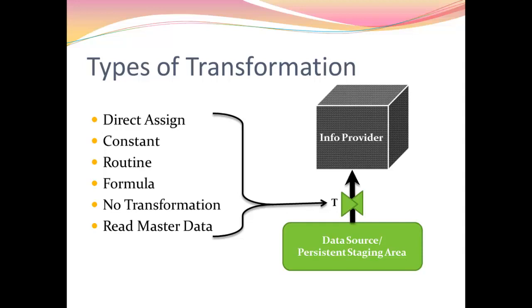Routine: in this type of transformation we write ABAP code that depends upon the requirements of the client. Formula type of transformation does a calculation on the source field, and the resultant info object is loaded into our info provider. No transformation: data is not carried forward in this situation. And read master data is used when we have already loaded master data and we want to load transaction data. With the help of master data, it loads the data into our info provider.